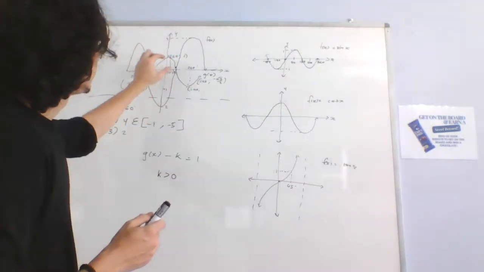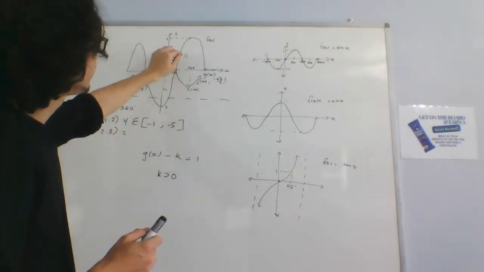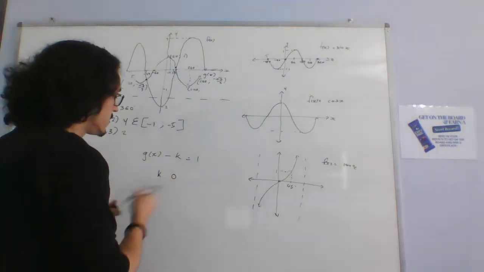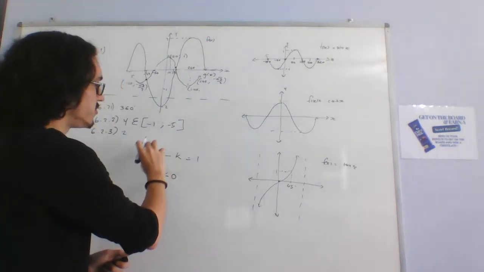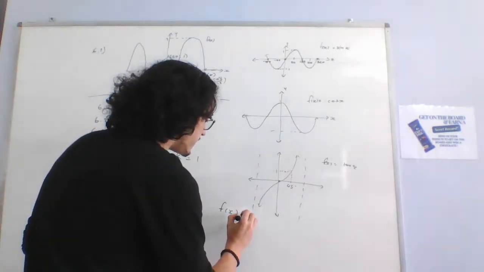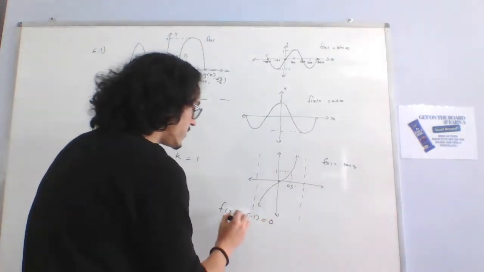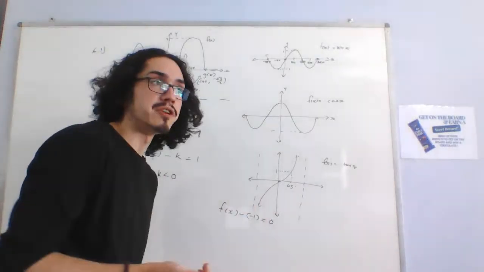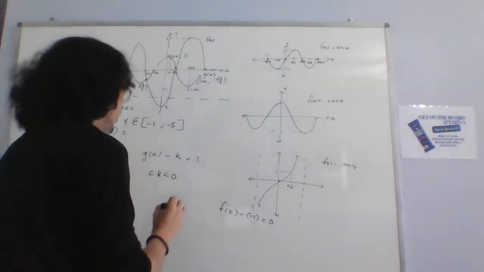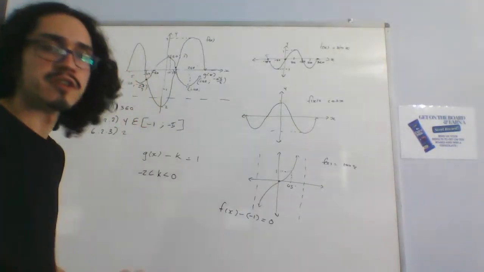So let's see. The most we could shift it up by is 2 units. Now shifting it up would be a negative value of k, because now you do a minus minus. For example, if f of x is subtracted by -1 equals 0, this is taking f of x and shifting it up by 1 unit. So we just put an upper limit on it of -2. You don't want to move it up by more than 2 units.